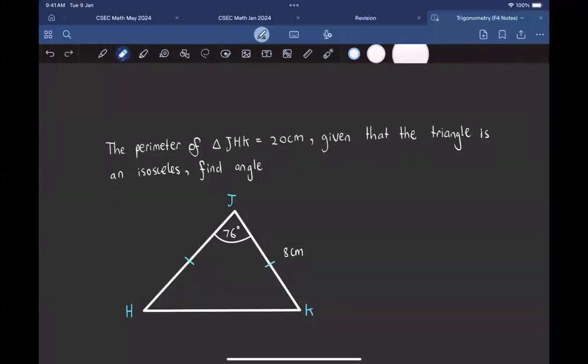Now, why scrap this question? This question is way too easy. The perimeter is 20 centimeters. Let me just say that this is 8 centimeters. This is 9 centimeters. Find the angle.